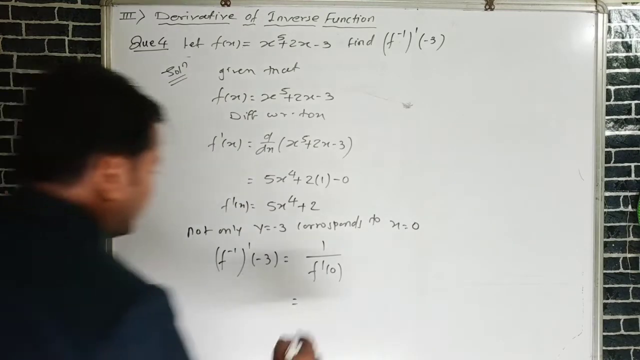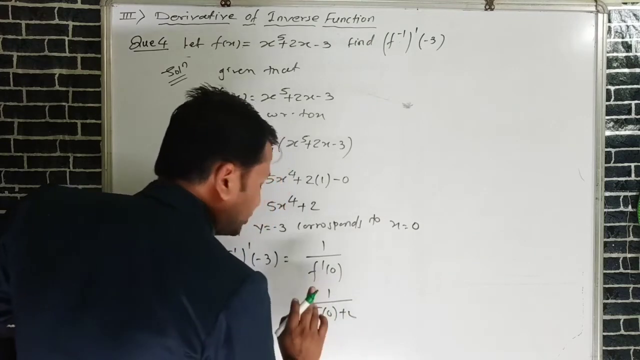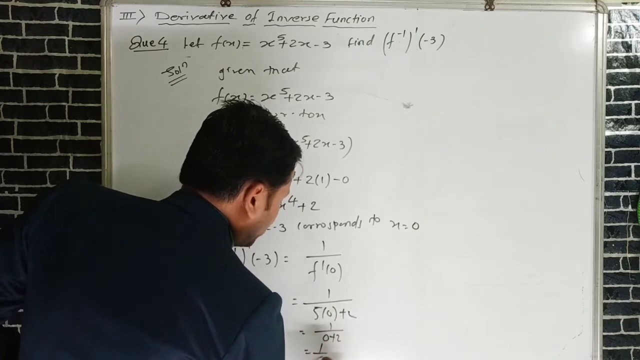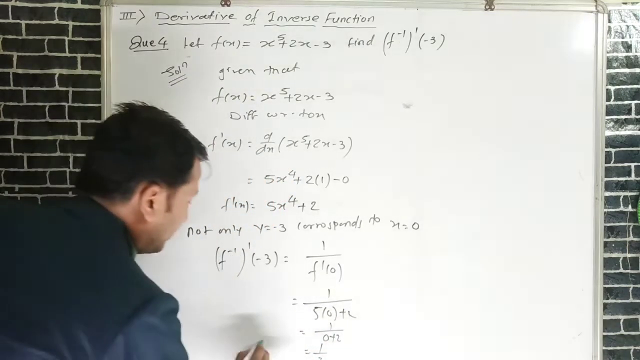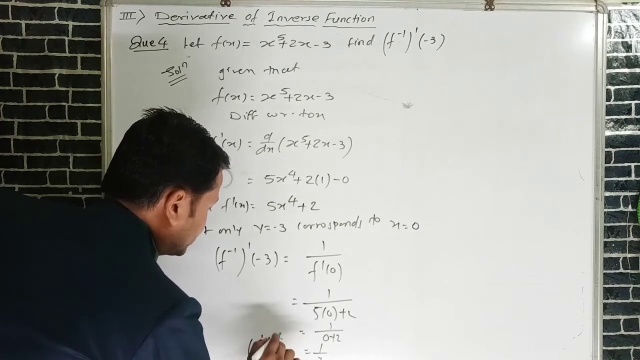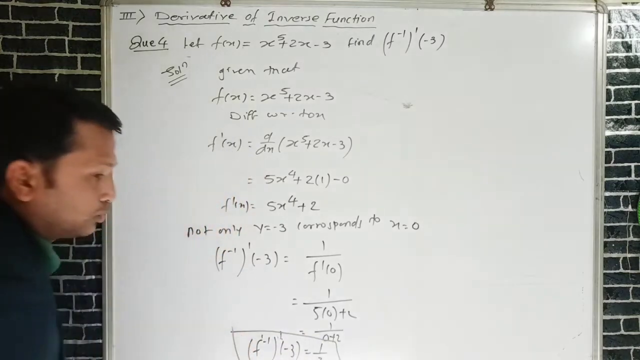Hence, we can write 1 upon 5 into 0 plus 2. 5 into 0 is 0, so 1 upon 0 plus 2 is equal to 1 by 2, which is the required value of f inverse dash of minus 3, equal to 1 upon 2.